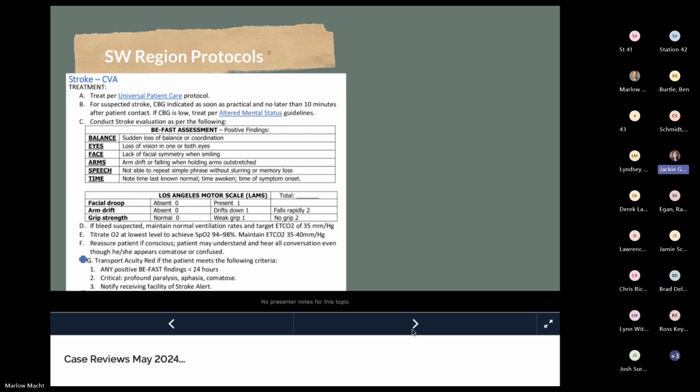Critical is if they're profound paralysis, aphasia, or comatose, and they should be going to the stroke facility with a few exceptions. Next, I think, is the exceptions.